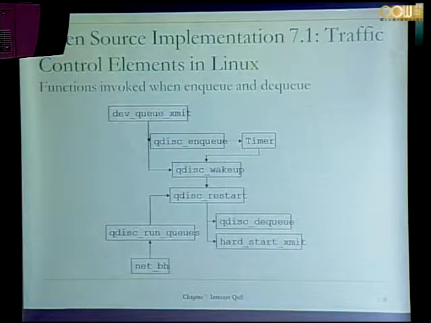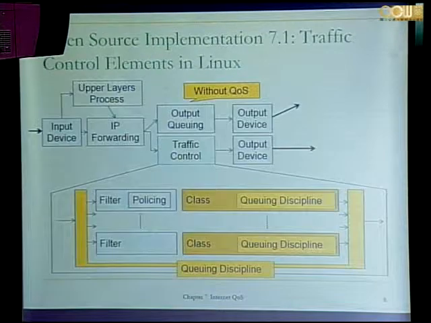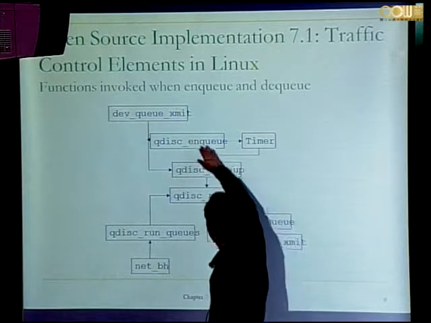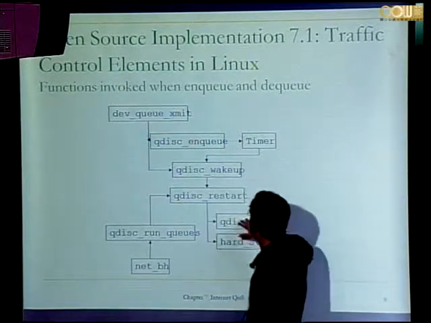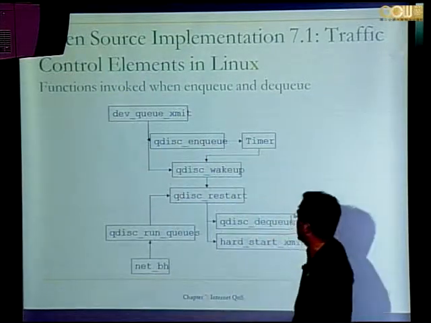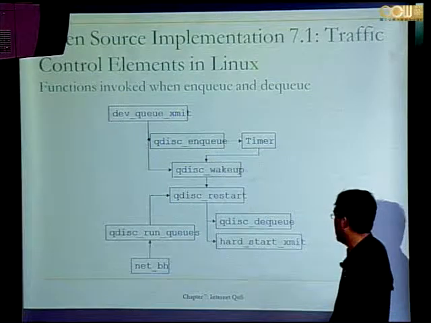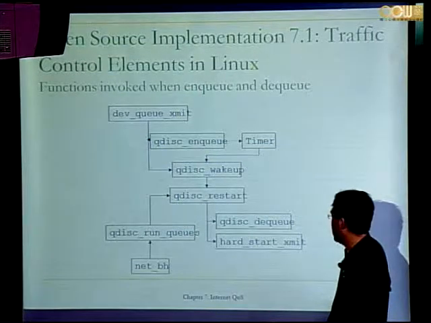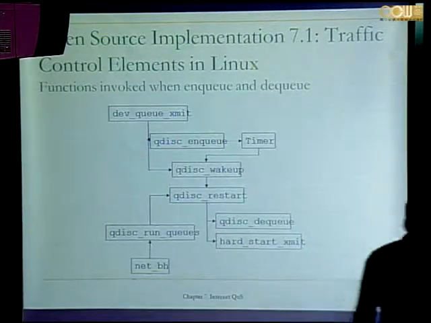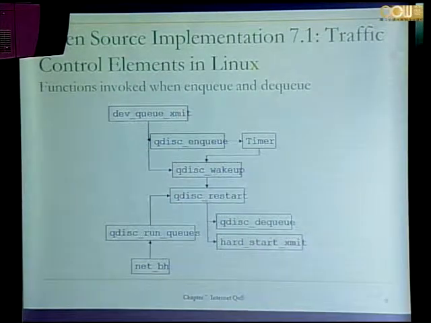And it's implemented within enqueue and dequeue. The enqueue and dequeue have been changed to embed the QoS: the classification, policing, and scheduling. That's enqueue and dequeue in the kernel.